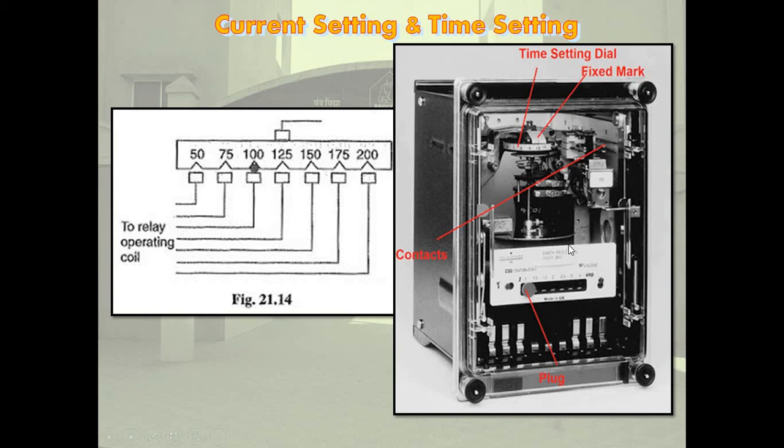This is a disc. The disc starts operating when the current exceeds the setting and the contacts are closed. This is the plug. The plug setting is inserted in the bridge to select the setting. For example, suppose that the setting for the overcurrent relay is kept at 150%, and the CT ratio is 500 by 5.